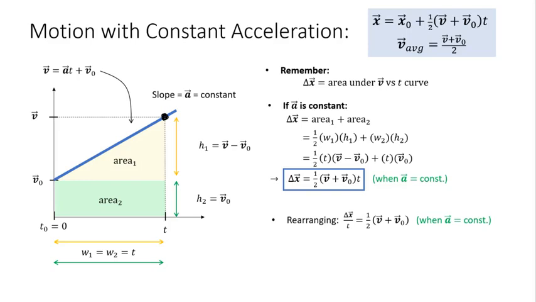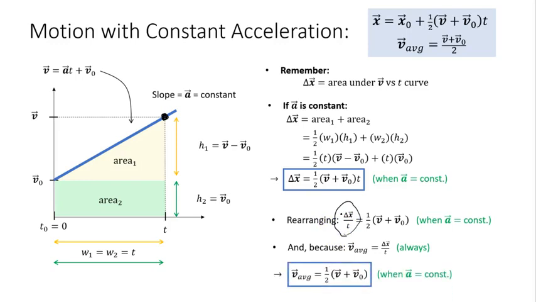right? So I have delta x divided by t is equal to 1/2 (v plus v naught). So all I did here was divide both sides of my equation by t. And then I remember the fact that delta x over t is really just my definition of the average velocity, and that is something that's always true. So what I can say here is the left-hand side of my equation, delta x divided by t, is just the average velocity. So the average velocity must be 1/2 (v plus v naught).